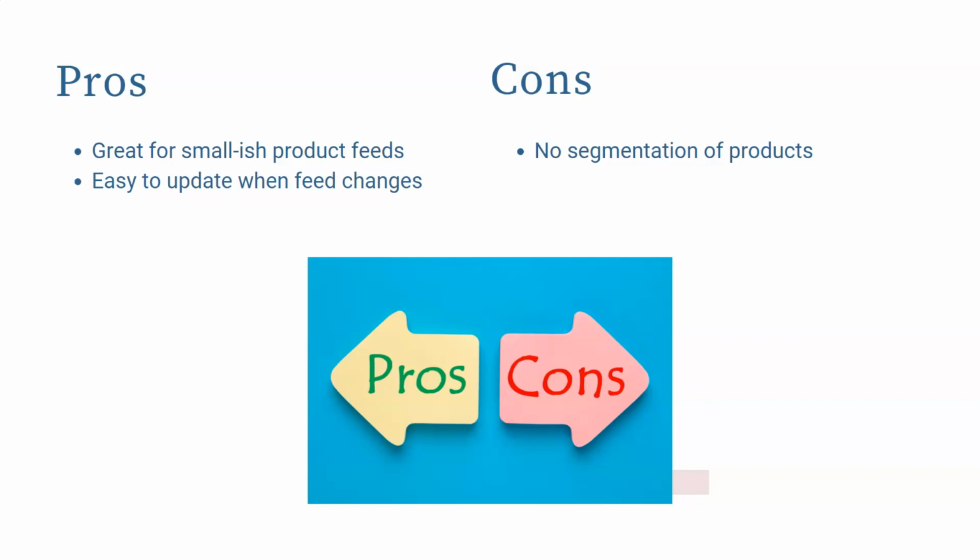But as I said, on a smaller product feed, when you haven't got masses of products, this really is the most practical. Otherwise, you're making it more complicated than it needs to be. I like this way of doing it, as I said, with product feeds which don't have hundreds and hundreds of thousands of products in them.